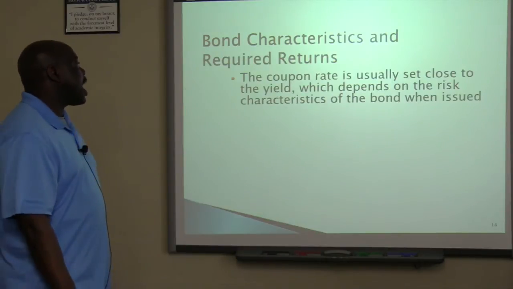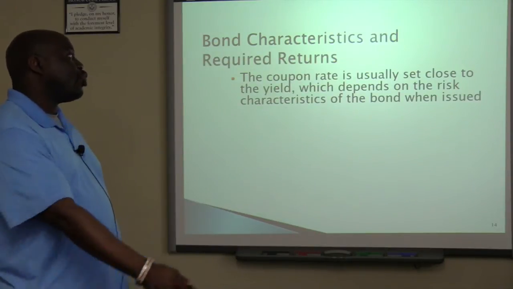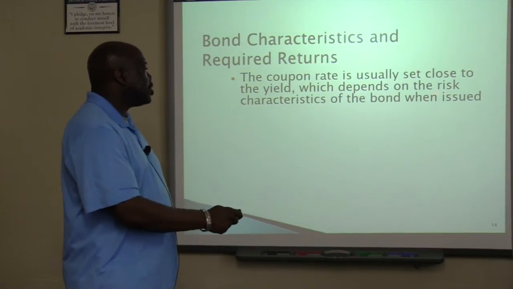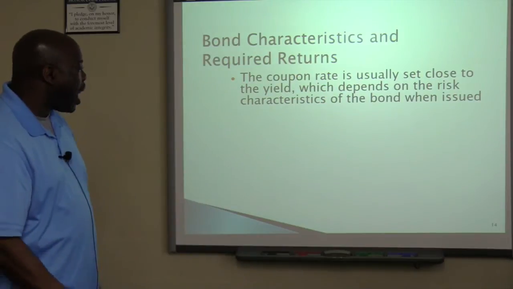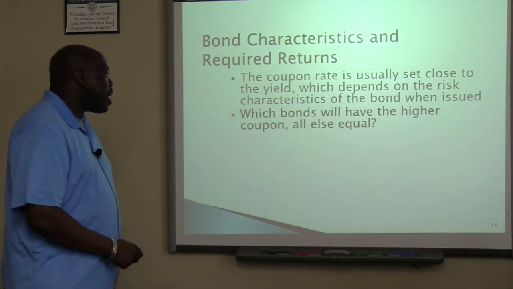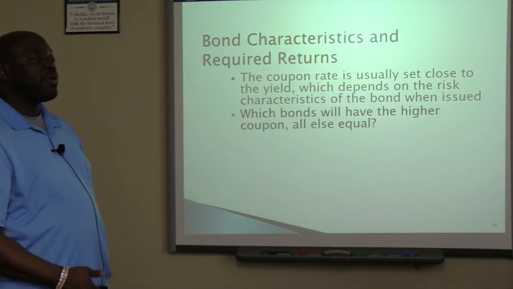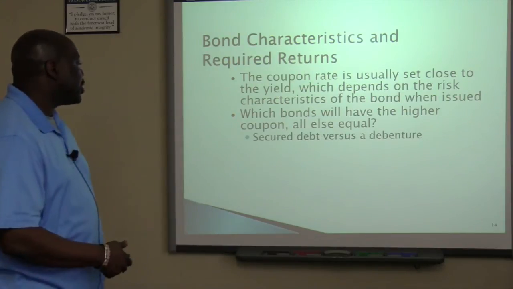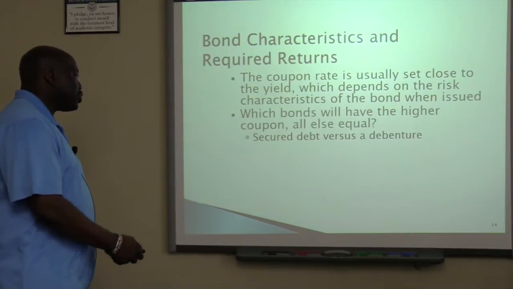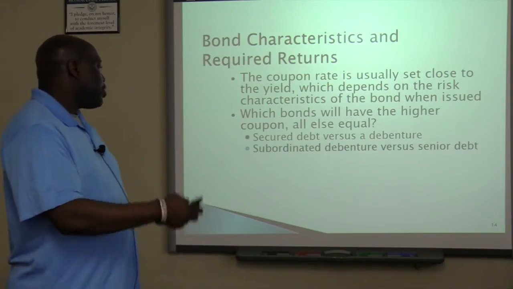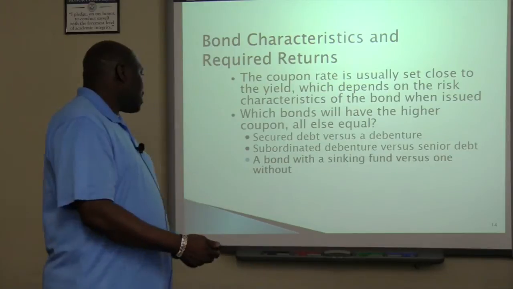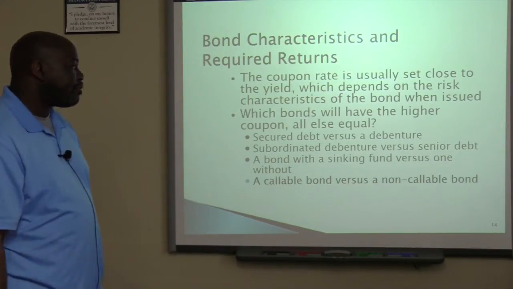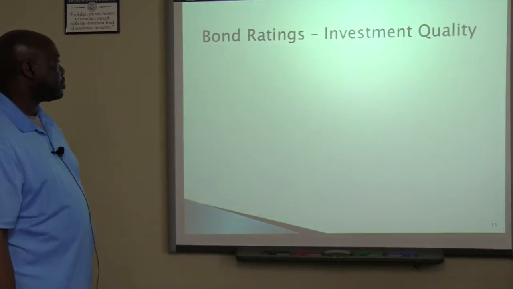Okay. Bond characteristics and required rate of return. The coupon rate is usually set close to the yield, which depends on the risk characteristic of the bond when issued. Which bonds will have a higher coupon rate when all else is equal in the market? Secured debt versus debenture, subordinated debenture versus senior debt, bond with a sinking fund versus one without, a callable bond versus a non-callable bond.